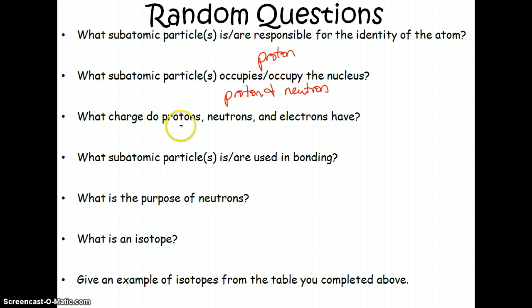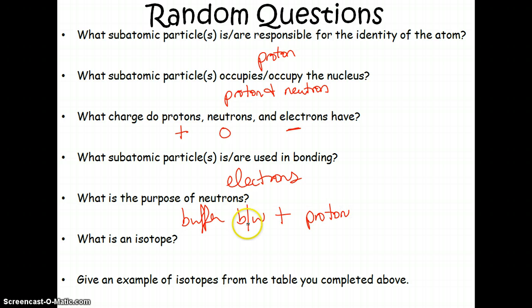What charge do protons, neutrons, and electrons have? Positive, neutral, and negative. Subatomic particle used for bonding, that would be electrons because they are located on the outside, easiest to get to. Purpose of neutrons: they act as a buffer between the positive protons in the nucleus to help keep the nucleus from splitting. It reduces that repulsion.